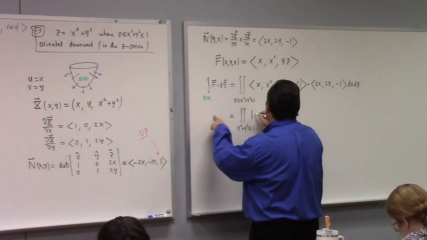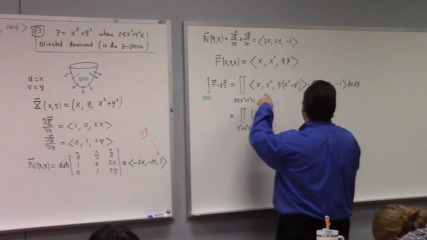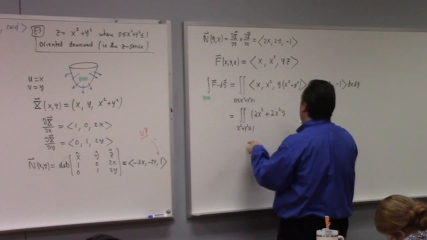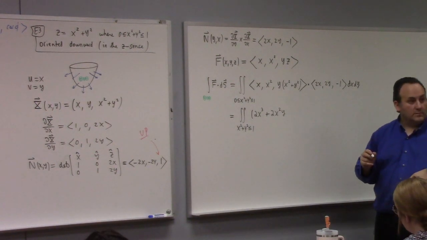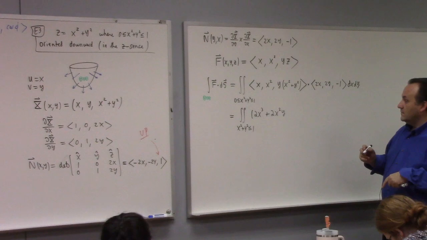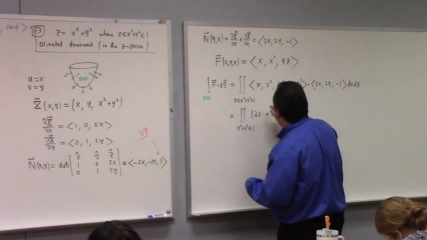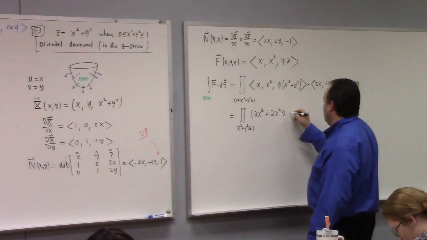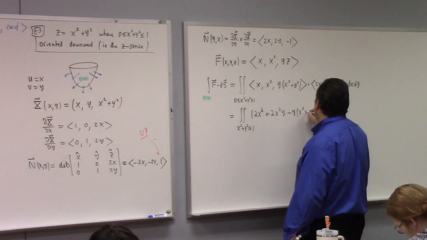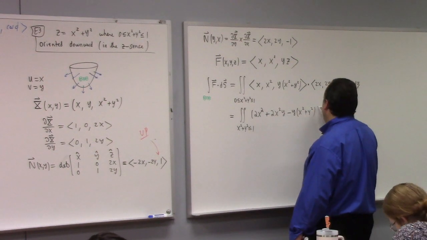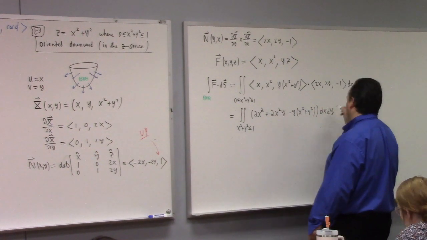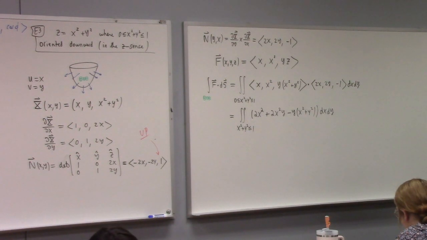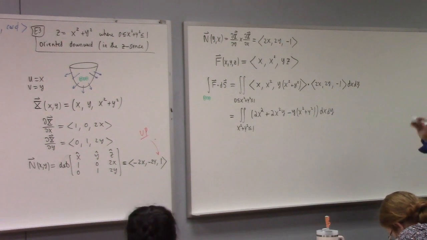So what do I got? I've got a 2x cubed, plus 2x squared y. Was it? Oh, yes, thank you. Many thanks. And then minus y times x squared plus y squared, dx dy. All right. In fact, if I, oh no, I can't do that. Okay, that is what it is.